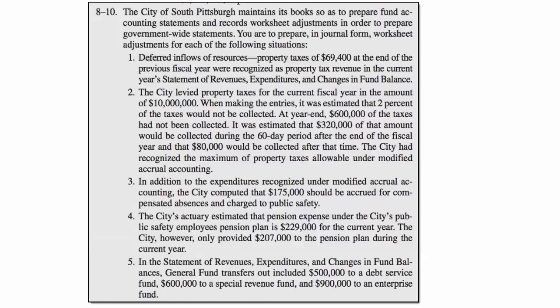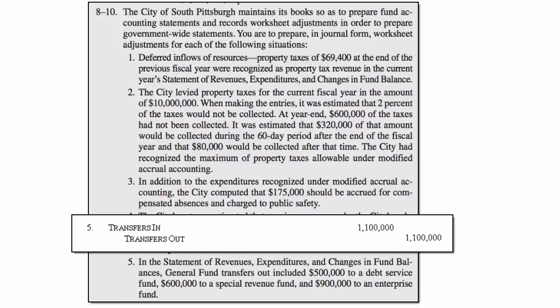Number 5, in the statement of revenues, expenditures, and changes in fund balances, general fund transfers out include $500,000 to a debt service fund, $600,000 to a special revenue fund, and $900,000 to an enterprise fund. Okay, and now you see how number 5 is handled. The total of the $500,000 and $600,000 comes to $1,100,000. We show that as transfers in, a debit, and a transfers out credit of $1,100,000.